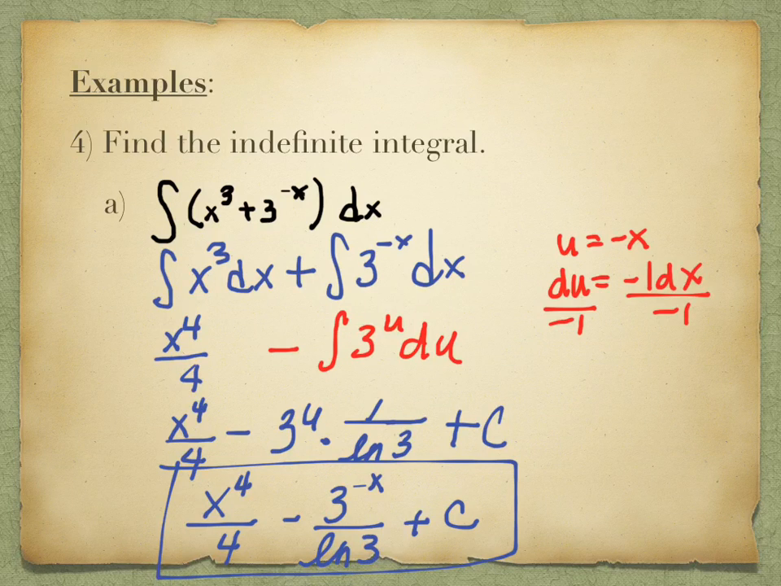You do not need to get a common denominator for the 4 and the ln 3. That's just going to muck up the waters and look worse than it does now. So it's fine to leave that. Any question on that?